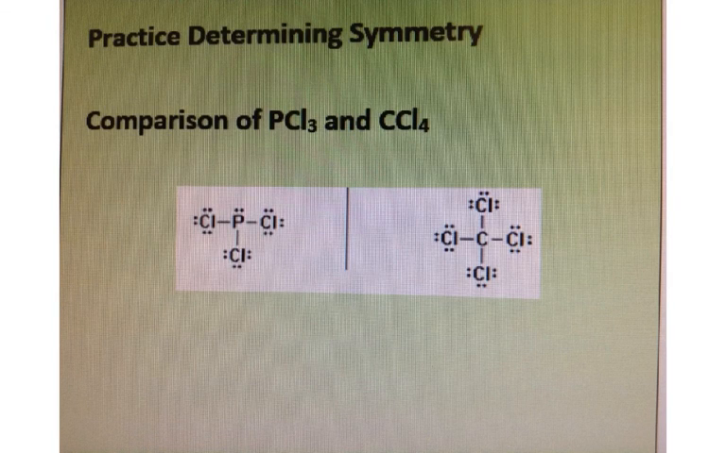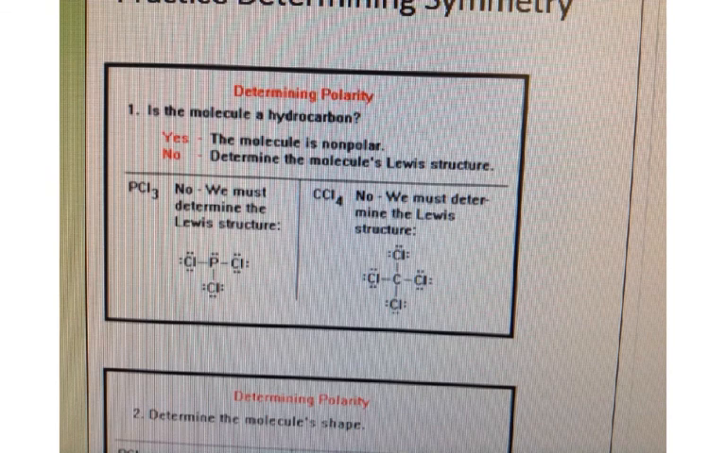All right, now what we are going to be doing is applying this comparison to two actual compounds. So first, you need to ask yourself, is the molecule a hydrocarbon? I'm going to be looking at PCl3, and in PCl3, I see that there's chlorines and phosphorus, which is not a hydrocarbon. I don't have a hydrogen or a carbon. And in CCl4, I do have a carbon, but I have 4 chlorines, so therefore it is not a hydrocarbon. If it was, I would say that it was nonpolar and call it a day, but because it is not, now I need to draw the Lewis dot structure.